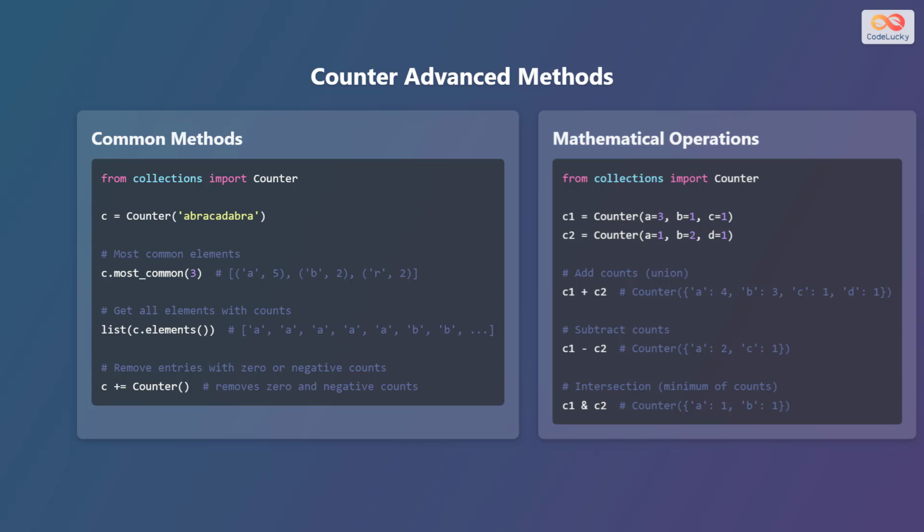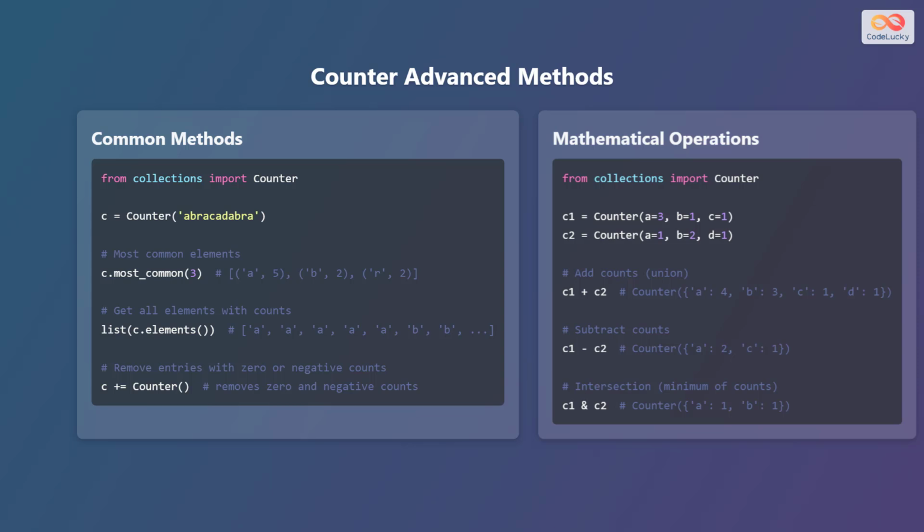Now let's look at mathematical operations. Create counter 1 with A equals 3, B equals 1, and C equals 1. Then create counter 2 with A equals 1, B equals 2, and D equals 1. To add the counts, use c1 + c2. This results in a counter with A equals 4, B equals 3, C equals 1, and D equals 1.